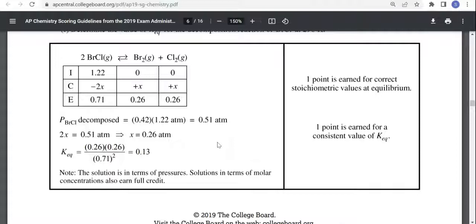They're doing it here in terms of pressure. Oh yeah, see, it makes this note here. The solution is in terms of pressures. Solutions in terms of molar concentrations also earn full credit. So we just have to correctly calculate the equilibrium concentrations of everything. So basically set up an ICE table and then calculate the correct value of K to get full credit for that.